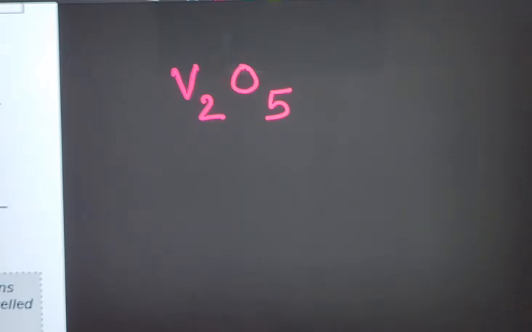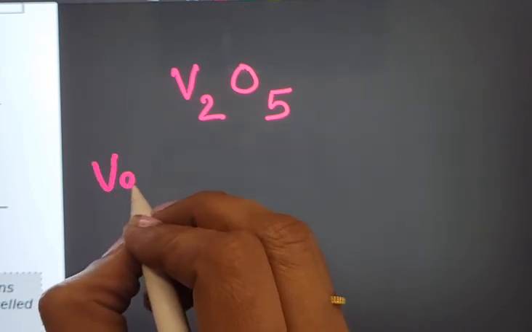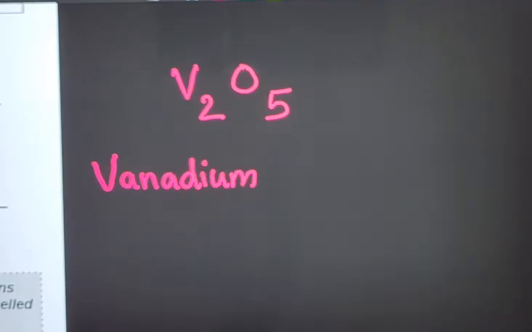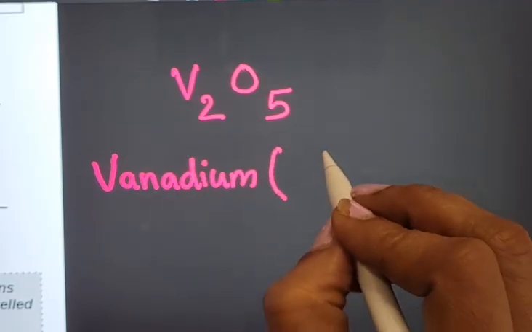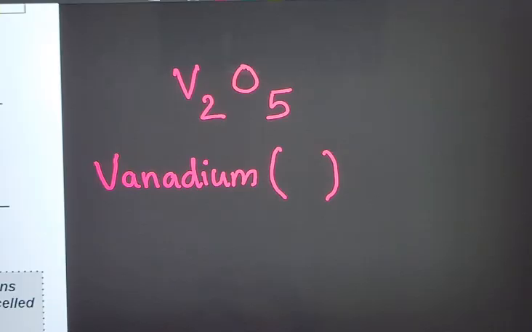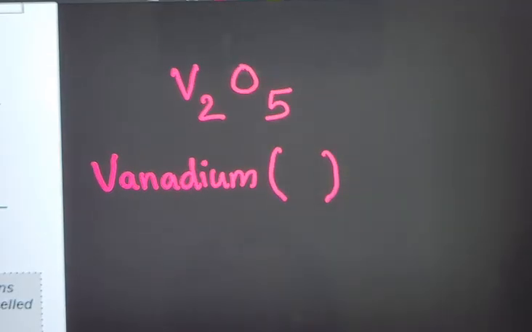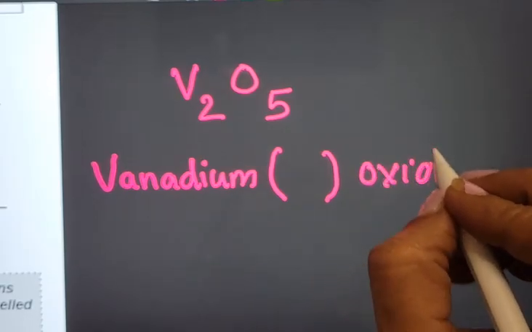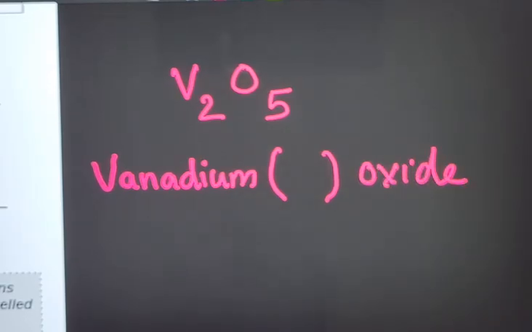V2O5 is a transition metal. What is V? What is the name of V? Vanadium. So you will go write vanadium. And after vanadium, you need to show the oxidation state in Roman numerals. We don't know what it is, just keep it blank right now. And what is the anion here? Oxygen. How will you write oxygen? Oxide, because it is a single element, it should end in what? IDE.